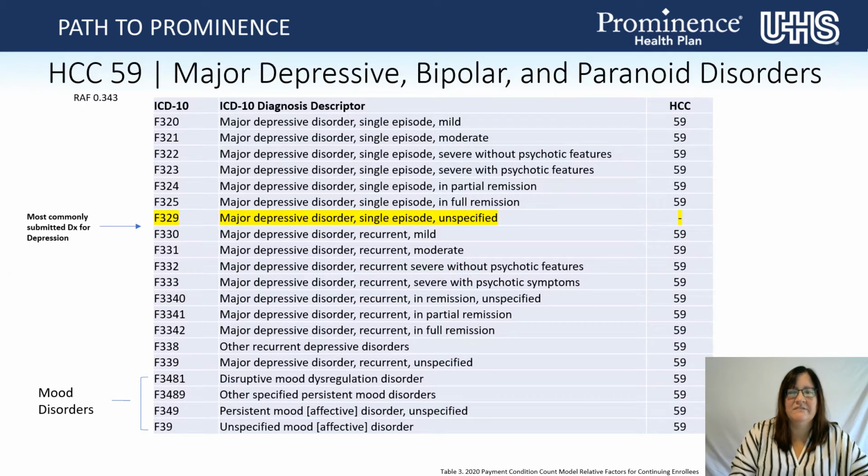Here's an example of the CMS crosswalk for HCC 59, major depressive, bipolar, and paranoid disorders. You can see on the left the ICD-10 diagnosis code, in the middle the diagnosis descriptor, and on the right the HCC that diagnosis maps to. The most commonly submitted diagnosis for depression is F32.9, which is not included in the risk adjustment model. It codes out to major depressive disorder, single episode, unspecified.